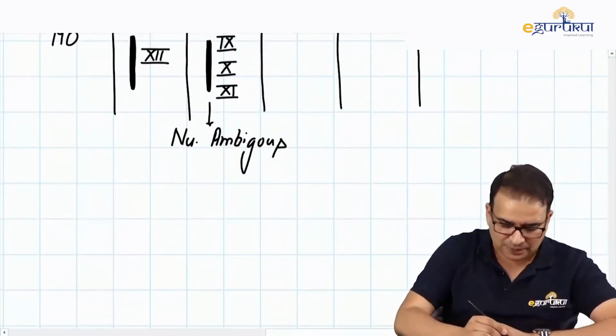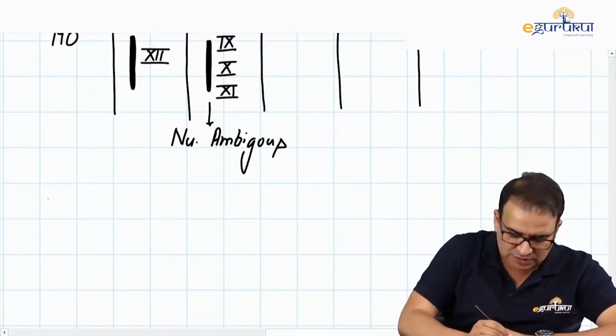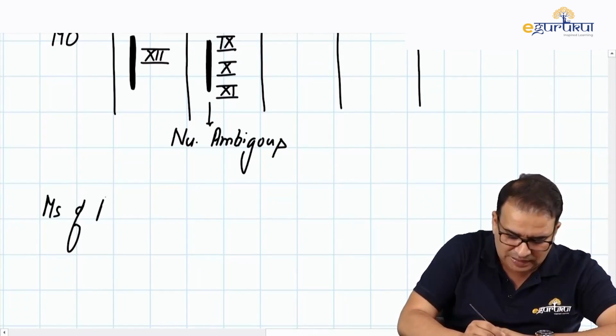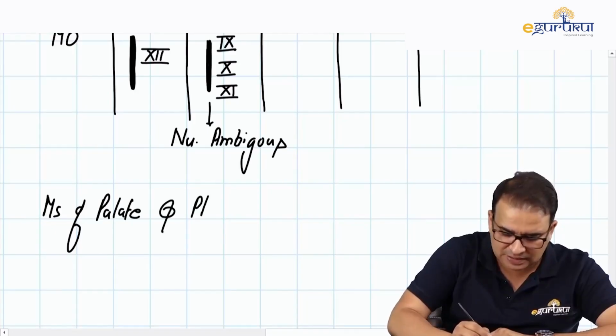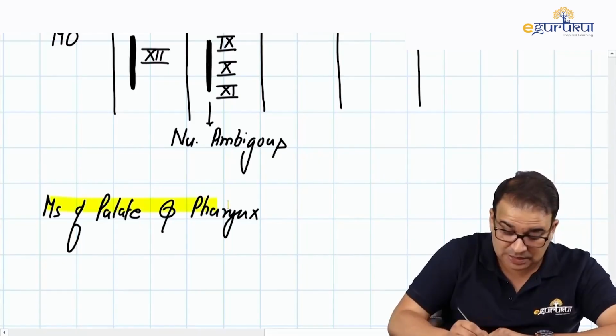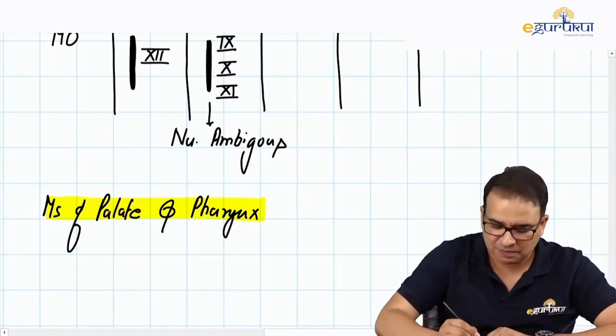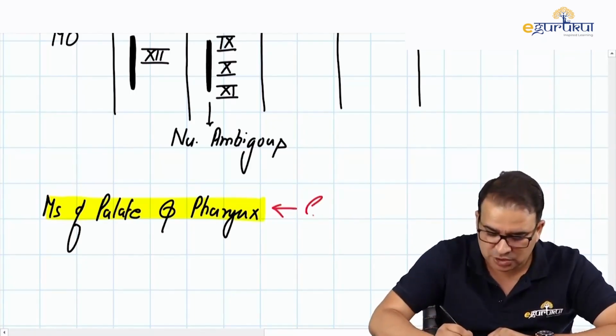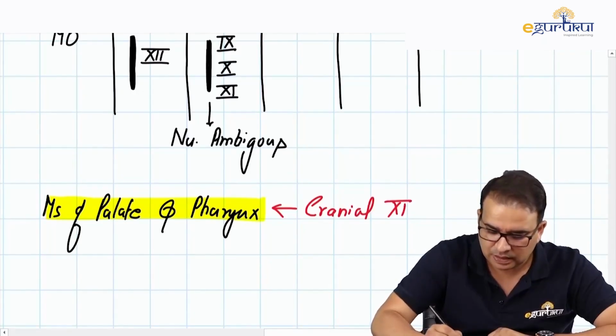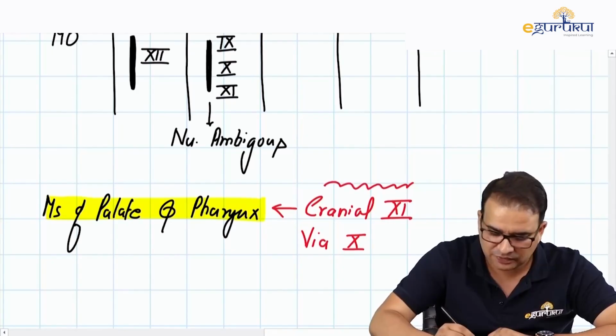I want you guys to write it separately, that if the question is about the muscles of palate and pharynx, and I'm saying palate and pharynx, not larynx. Let's keep the larynx out of it. Muscles of palate and pharynx, they are supplied by which nerve? They're supplied by the cranial accessory nerve, but you have to say via vagus. Cranial accessory via vagus.